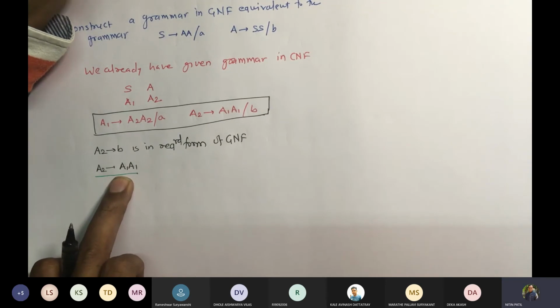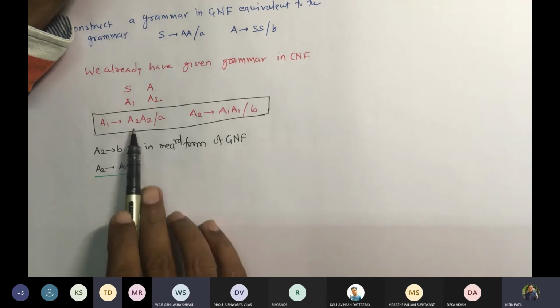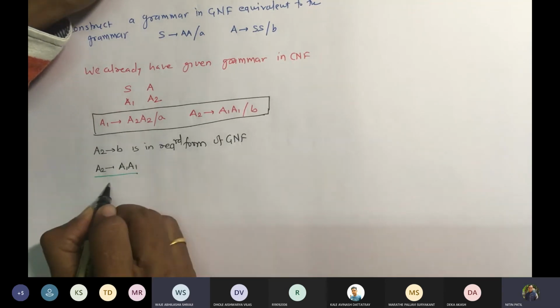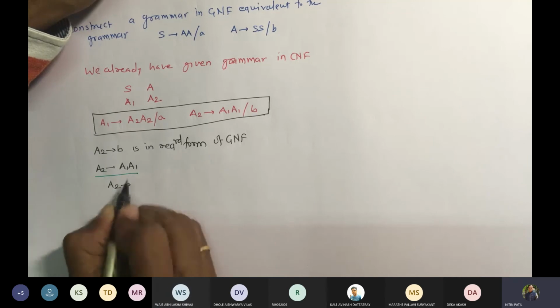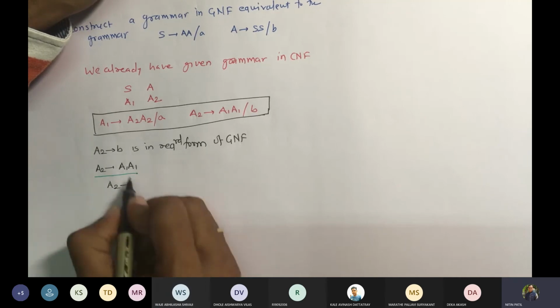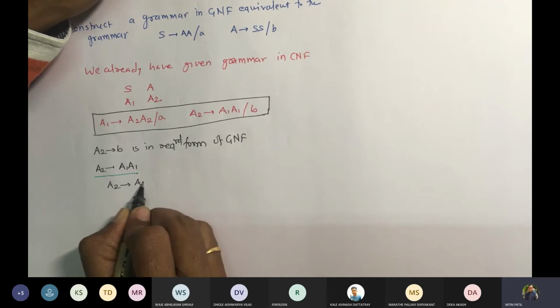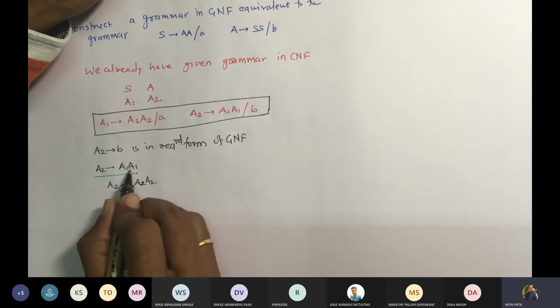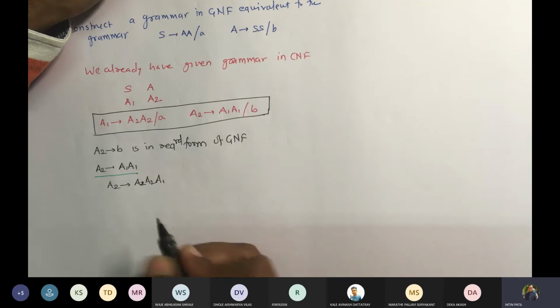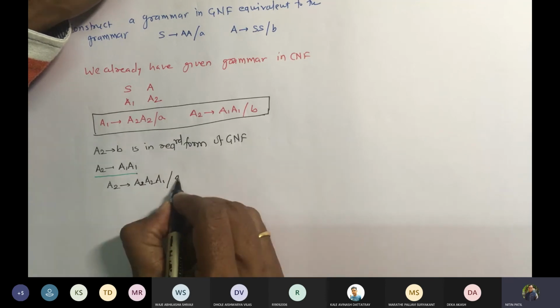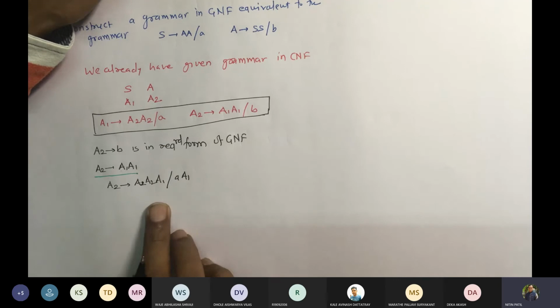How many values are there for A1? 2. Which are they? A2 A2 and B. So rewrite them. So we'll write this as A2 gives, we'll put these values. This A2 A2 would be replaced here, A1 first, so A2 A2 A1, and this A1 would be as it is. Fine. And if I replace this with B here, so I will get B A1. Is that fine?